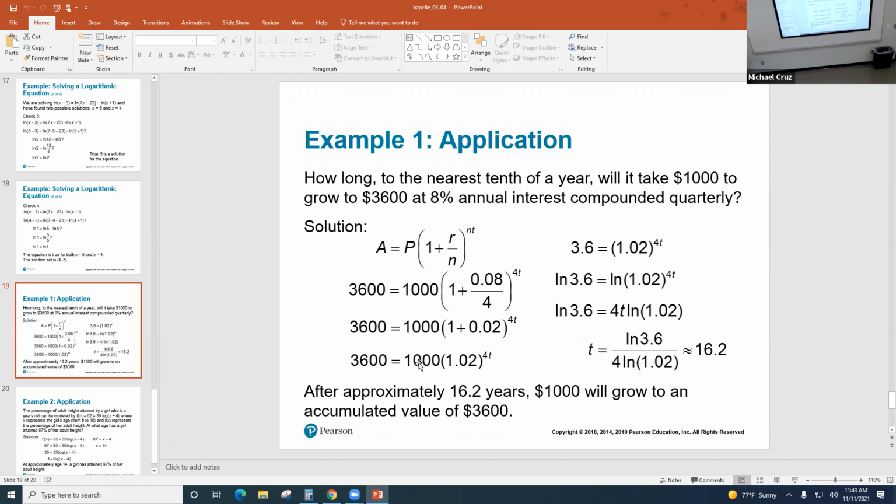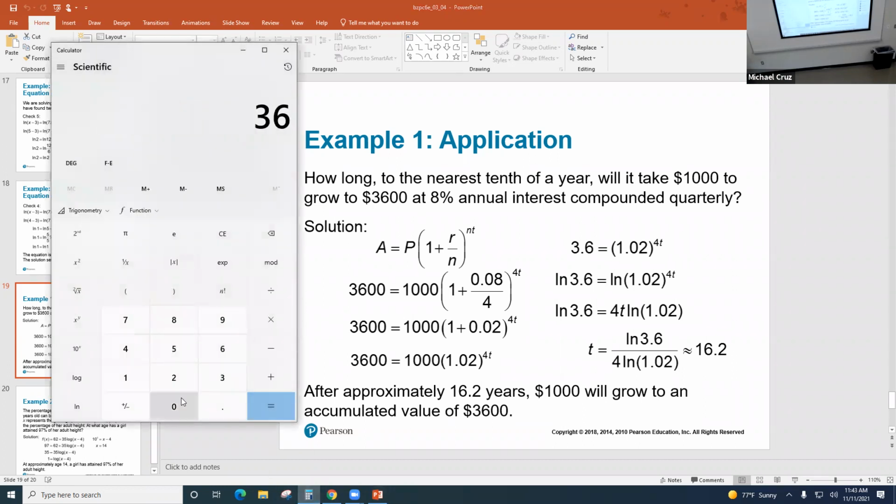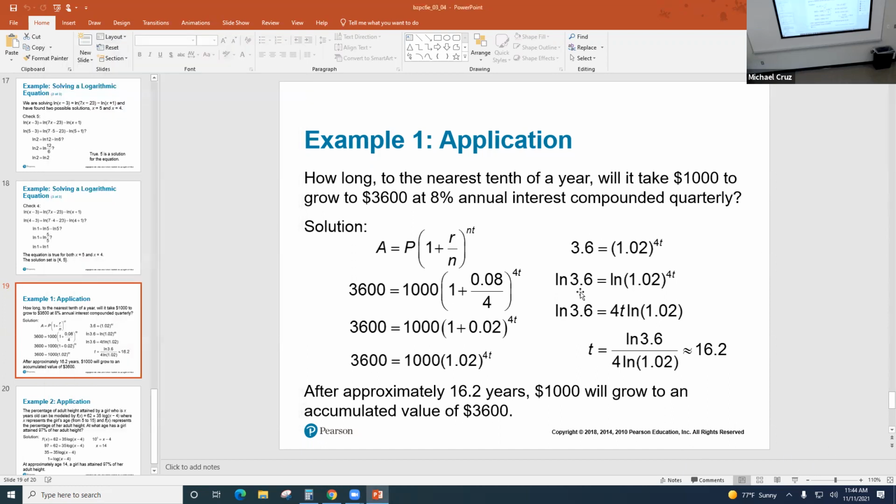First of all, before we move on to that, divide both sides by 1,000. And that's where that 3.6 comes from right there, okay? Because you're kind of treating the whole thing here as one unit, trying to isolate it. So that's why you divide by 1,000, so that all you have is the 1.02 to the 4t power. All right. And then we can just use the ln to do it. We take the ln of both sides.